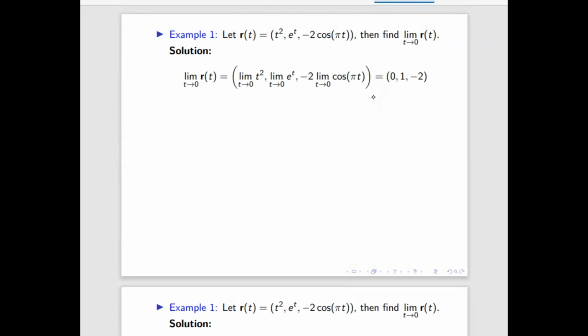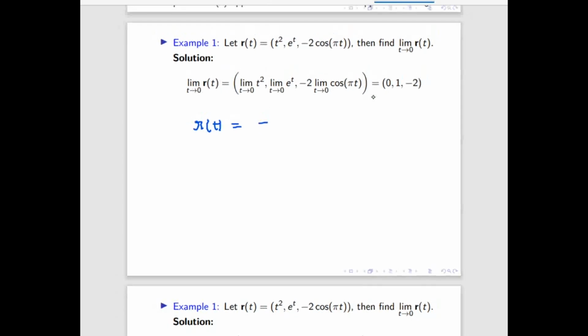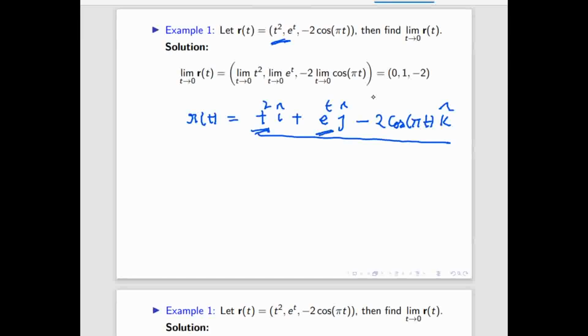And the same thing I am writing in the ijk notation. That means it is t square i, because this is the x component, e to the power t j cap, and minus k cap in 3 dimensions, because it is a 3-dimensional vector. So here these are unit vectors corresponding to the x, y, and z axis. And if you want to find the limit, then apply the limit of this. That means limit of t square, limit of this, and limit of this.